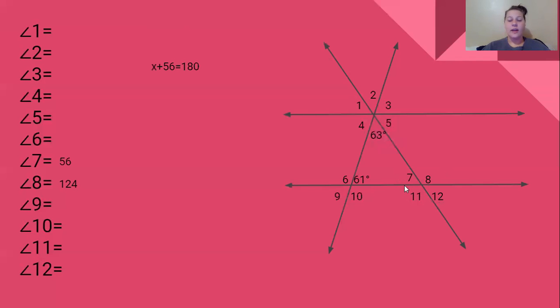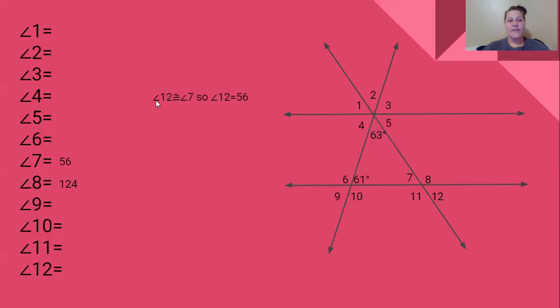But we can also work it out the same way that we did angle 7 and angle 8. We can set them to 180. Angle 7 and angle 11 are on a straight line right here that's equal to 180 degrees. We subtract 56 again, and angle 11 will be 124. Then angle 8 and angle 12, setting that to 180 degrees and subtracting 124, we get 56.